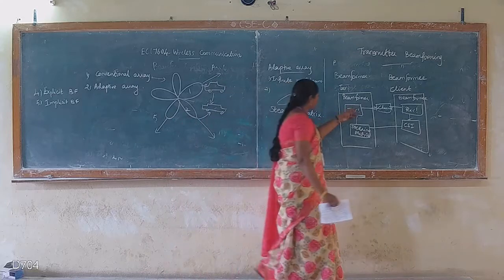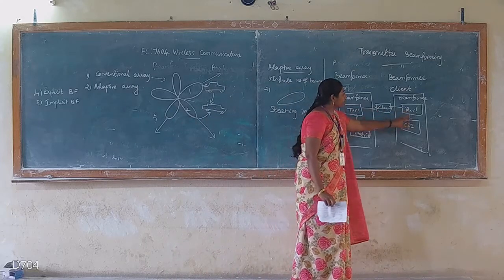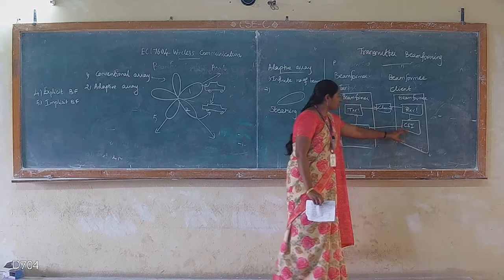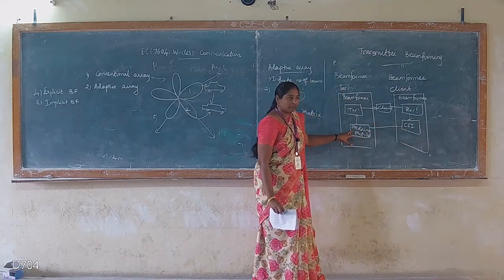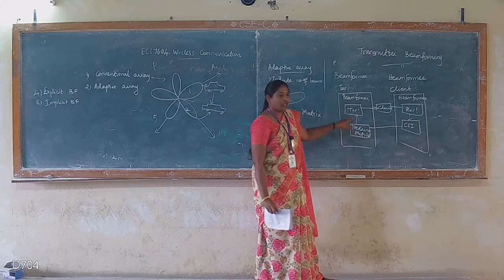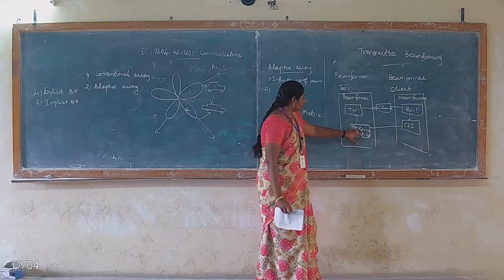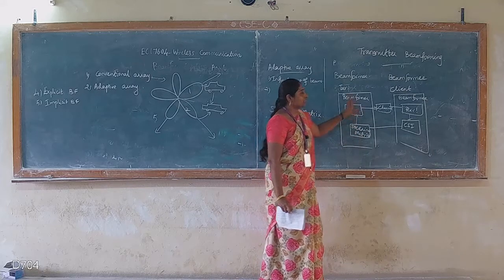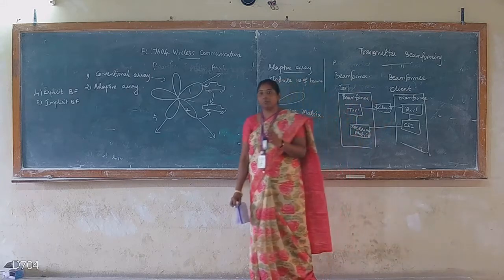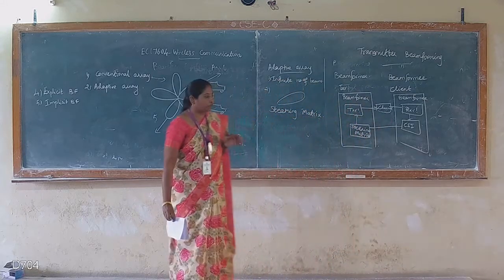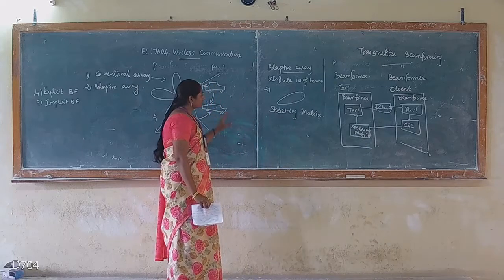So from the transmitter through the channel to the receiver, we calculate the channel state information. That information is passed to the transmitter. Now the transmitter finds the steering matrix. Using this matrix, the transmitter can rotate its beam. So that is the principle of transmitter beamforming.